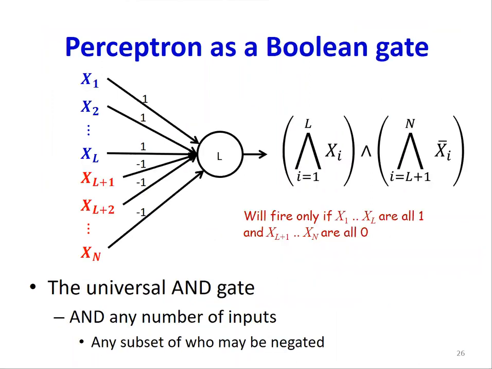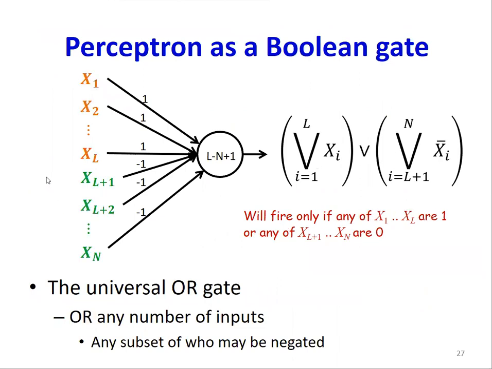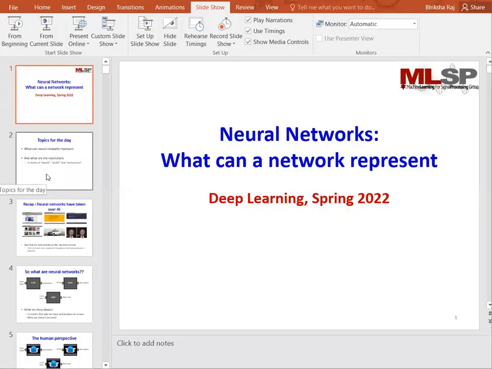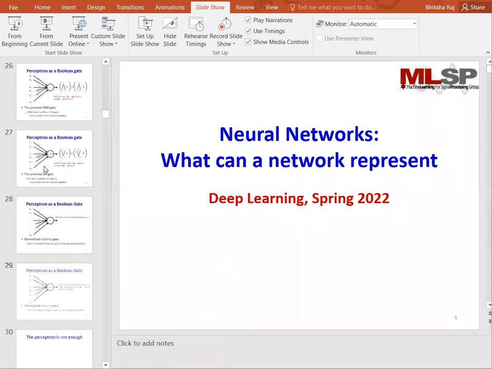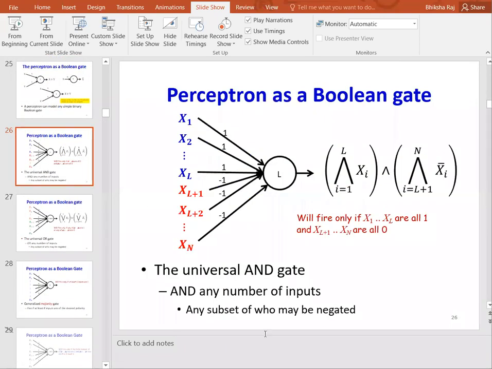But it turns out a perceptron is actually far more powerful than that. And how powerful? Look at this one. This perceptron is going to fire if any of the first L inputs is a 1. This perceptron is going to fire only if all of the first L inputs are 1 and all of the remaining inputs are 0. So it's going to fire if we have this situation.